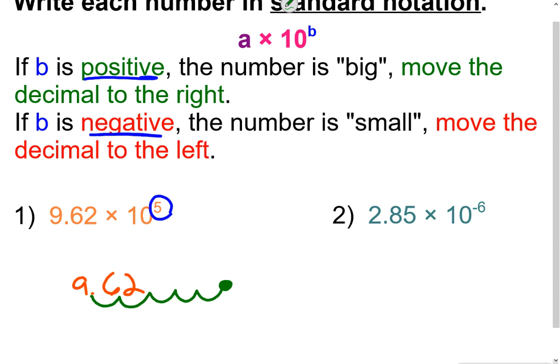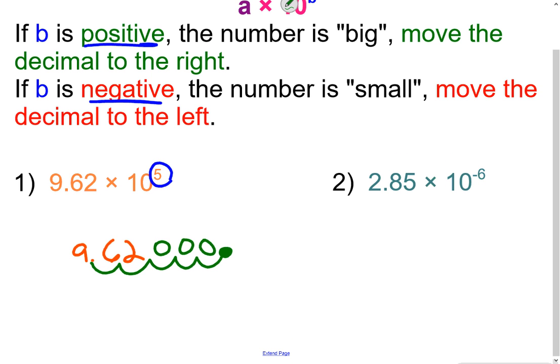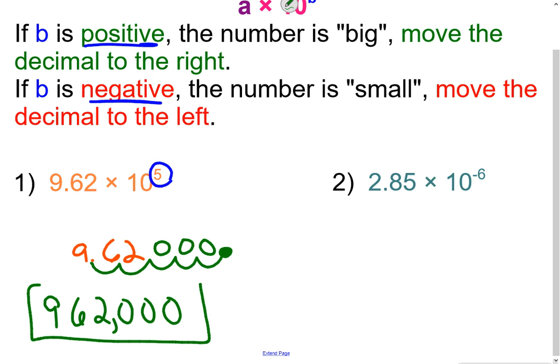Well, what do we put in those spots where there's no number? Well, there we just fill it in with zeros, and now we have our new number written in standard notation, and that number is 962,000. So if we put our comma in here, we have the number 962,000. Taking our number that was in scientific notation and we put it into standard notation.